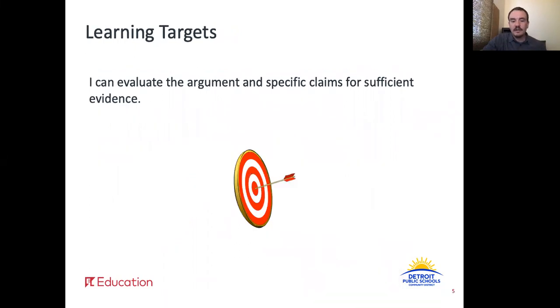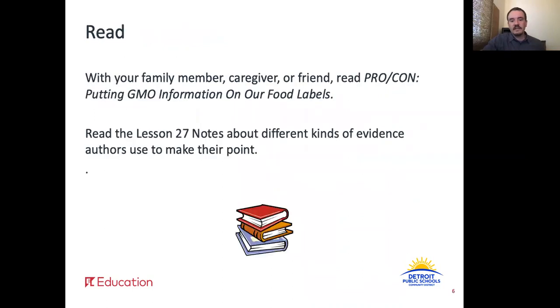We have one learning target for today. I can evaluate the argument and specific claims for sufficient evidence. Remember that an author must back up their argument or the point they are making with specific claims or statements, and that those claims must be supported by evidence or facts. Let's make sure that we keep this target in mind during today's lesson.